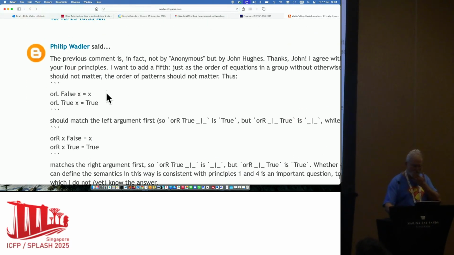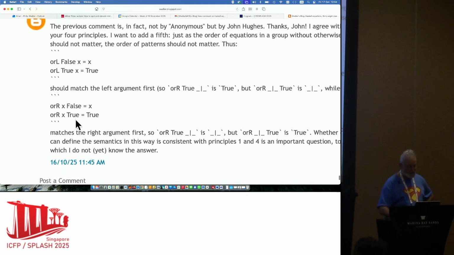Right, there are two ways of defining Orwell then, right? This sort of standard way, where you look at the left one first, right? So if it's false and x, you get x. If it's true and x, you get true. Or, right, we could do it the other way around, right? Look at the second argument first. And so this way, if we put a bottom after the thing that we're looking at, it's fine. But if we put it before the thing we're looking at, then of course you get bottom. And the same for this.